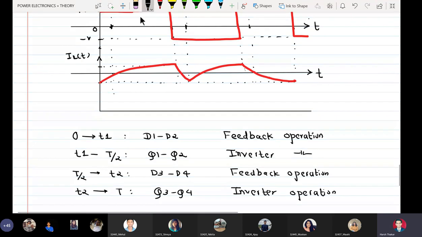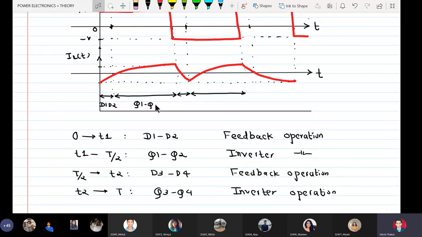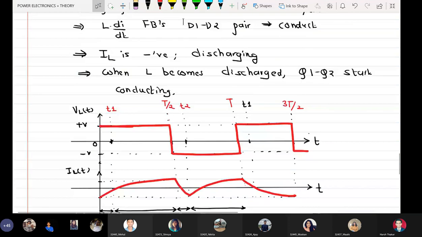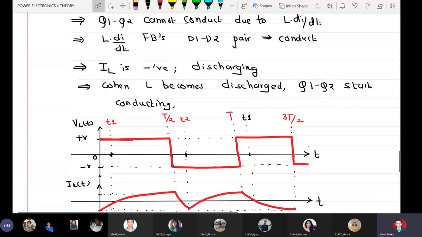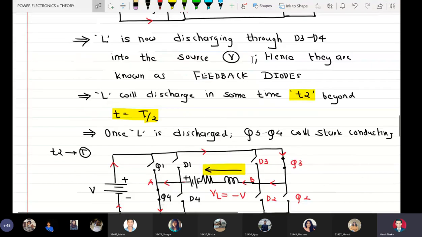Okay, let us mark the intervals now. This interval, this interval, this interval, and this interval. D1, D2, Q1, Q2, D3, D4, and Q3, Q4. Okay. Yeah, this was the operation of full bridge inverter with RL load.